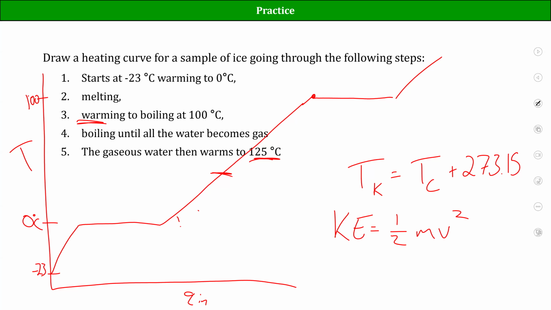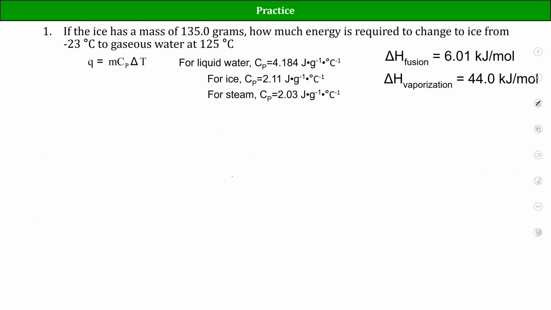Why is this useful? Because this is going to organize our thoughts for the next question, which is, if you have a mass for the ice, how much energy is it going to take for that entire process? So starting at minus 23 Celsius as ice, going to 0 Celsius, melting the ice, bringing water at 0 Celsius up to 100 Celsius, and then boiling the water, and then continuing to heat it. So we have 5 steps here.